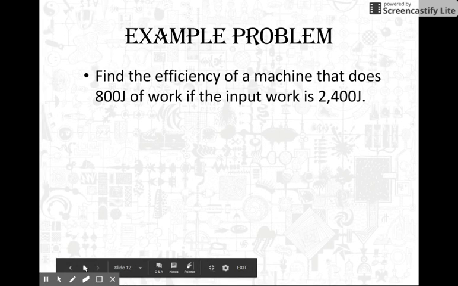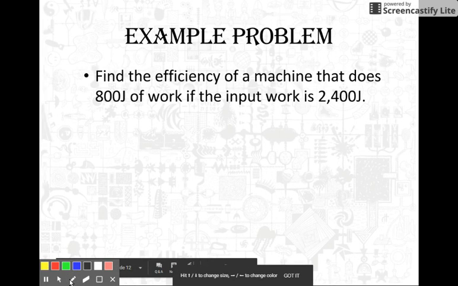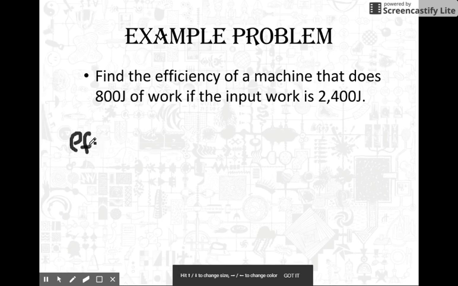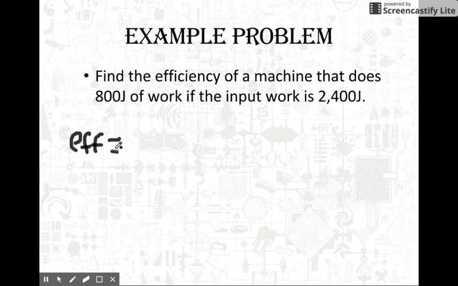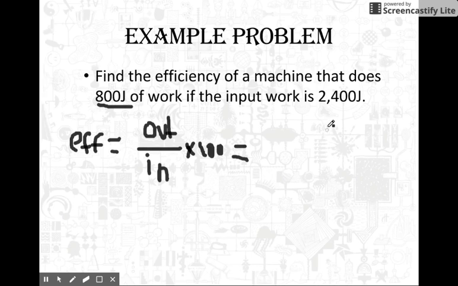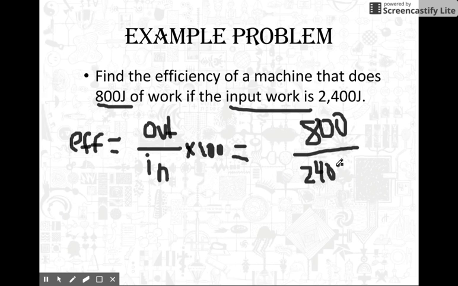So find the efficiency of a machine that does 800 joules of work if the input work is 2,400 joules. So our efficiency equals the work out divided by the work in, and then we're going to times it by 100 to get it to a percent. So output work is our 800 joules, and it says our input work is 2,400, and we're going to times that by 100 to get it to a percent.